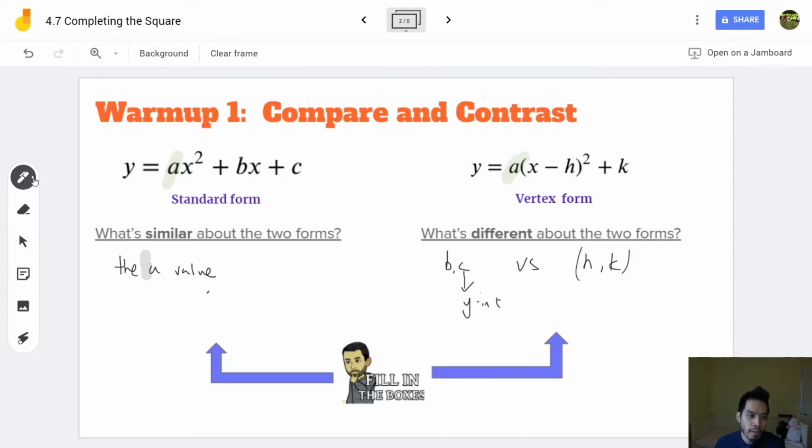The other thing that's most important to identify for today is this squared term. They're the same: there's still a squared term, so that makes them both quadratics. They're both parabolas, but it's what is being squared in each case. In standard form, only the x is being squared. In vertex form, there's an x minus h all being squared. If you were to expand it, you'd have to FOIL it out and do the distributive property, and all that stuff that we've been doing before.